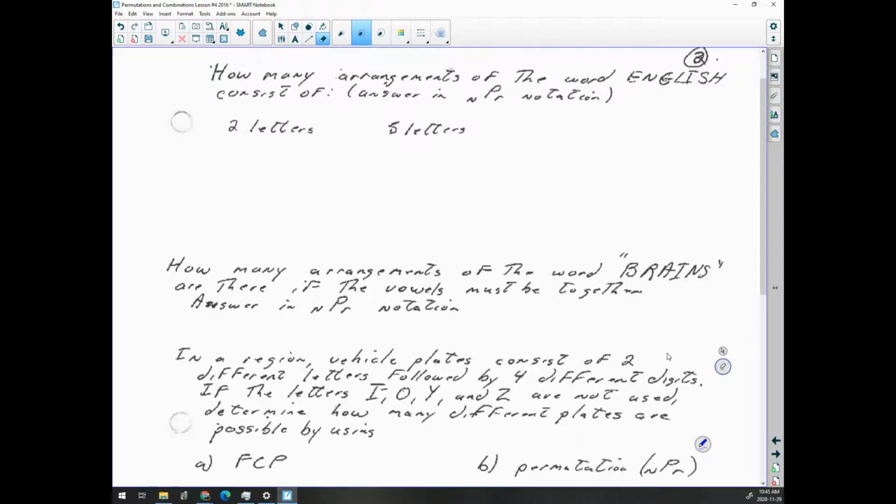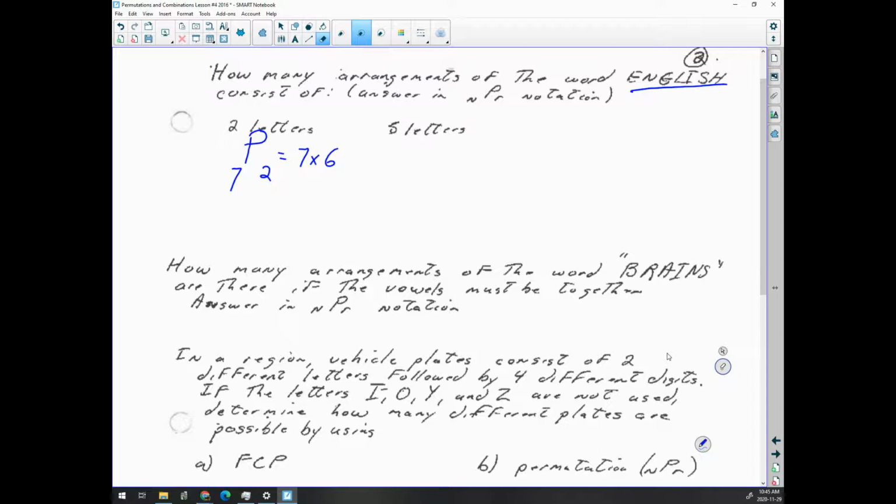Now again, we're back with our English, because it's a word that doesn't have any repetitions. How many arrangements of 2 letters are there from the word English? Well, we have 7 letters to pick from, and we're picking, or arranging, 2 of them. Again, many of us will just write 7 times 6, because that's what 7 pick 2 works out to be. But there it is in your permutation notation. There it is using your fundamental counting principle.